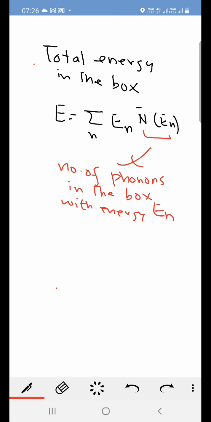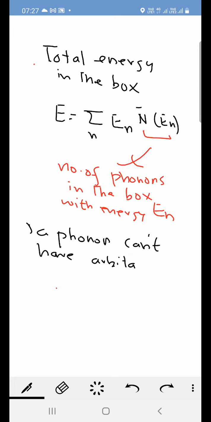Now, a phonon cannot have an arbitrarily high frequency, and its frequency is bounded by the medium of its propagation.